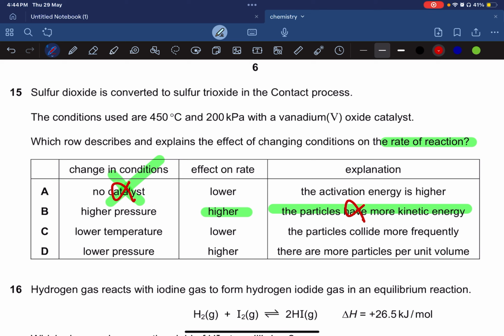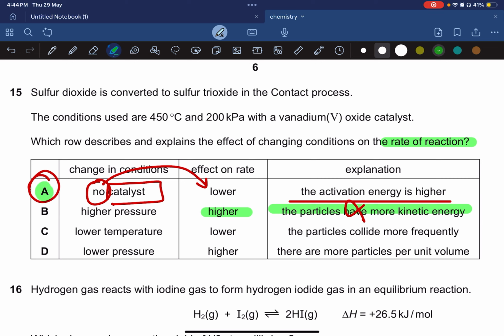Catalyst does not affect... oh, catalyst affects the rate. Sorry, I confused it with equilibrium again, for a second I thought it was equilibrium. Catalyst does not affect the equilibrium, but it affects the rate, and it increases the rate. So right over here, this one is correct. Because it's written no catalyst, that means the rate is going to be lower because the activation energy is higher. That's correct. Option A is correct. I'm so sorry for this. Option A is correct.